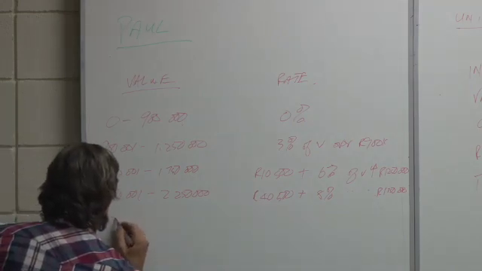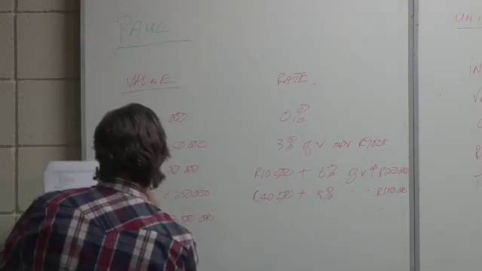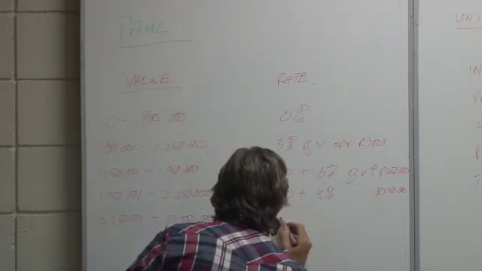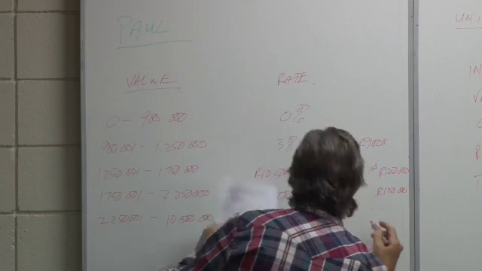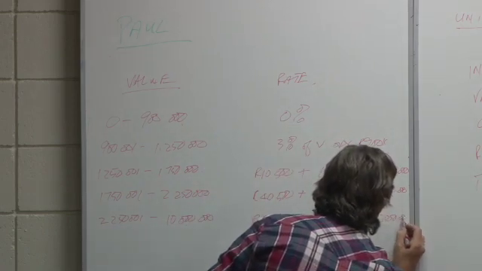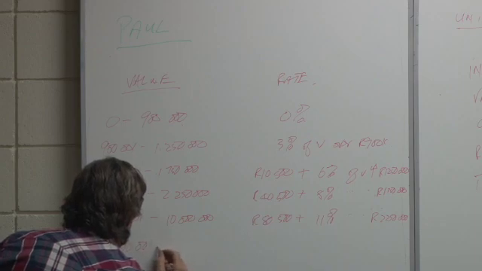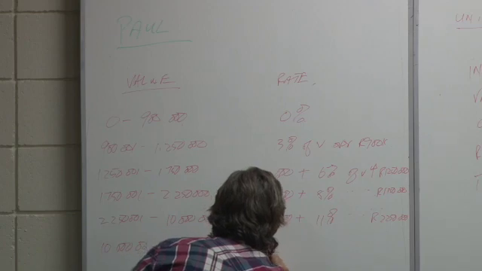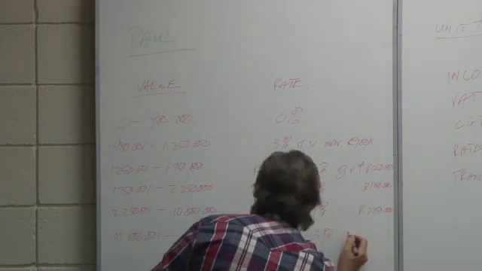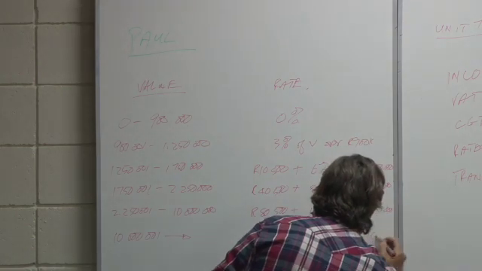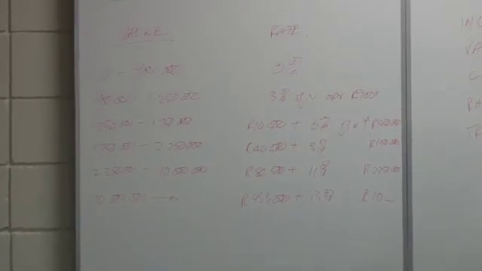And then we do 2,250,001 to 10 million. That's 80,500 plus 11% above 2,250,000. And then above 10 million is 933,000 plus 13% above 10 million. Okay, so that's the one that's currently in use. As I say, it changes from time to time.